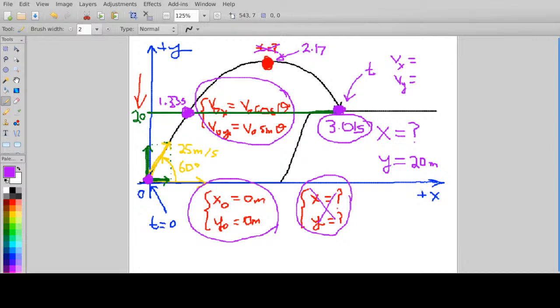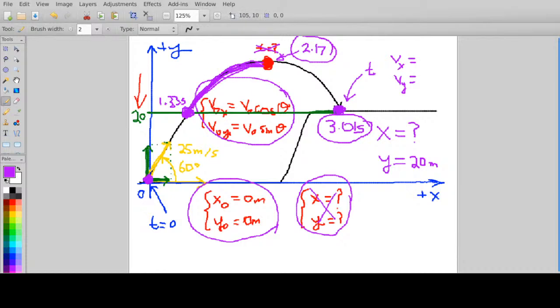Let me just show you one more thing before I switch back, so I don't have to keep switching. See that 2.17 seconds, that maximum height? Guess what? That 2.17 seconds is exactly in the middle of the 3.01 seconds and the 1.33 seconds. In other words, the time it takes for the ball to go on the way up from the 20-meter mark to maximum height. I'm filling it in purple here. Hopefully this doesn't get super messy. Let me know if this is too messy for you guys.